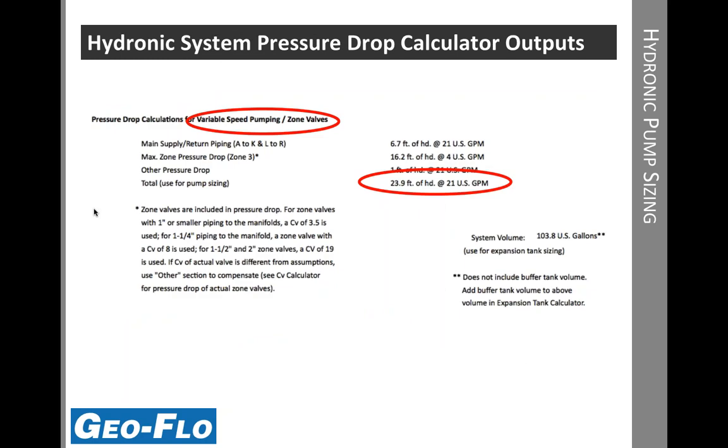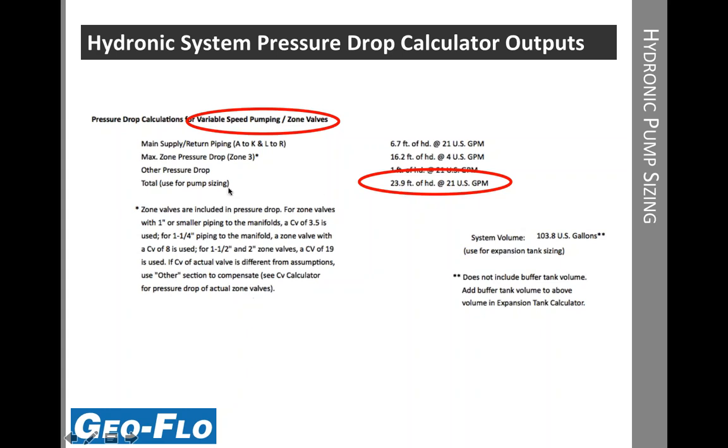All right, so let's take a look now at the other option. I mentioned earlier when we're sizing pumping for the hydronic side of the tank, we can pick a circulator per zone, or we can pick a zone valve per zone, and then we use a variable speed central pump. So in this case, I've picked variable speed pumping with zone valves, and the output is going to look different now. Instead of having pressure drop for each zone, we have a single pressure drop for all of the zones. In this case, we have 21 gallons per minute at 23.9 foot of head.